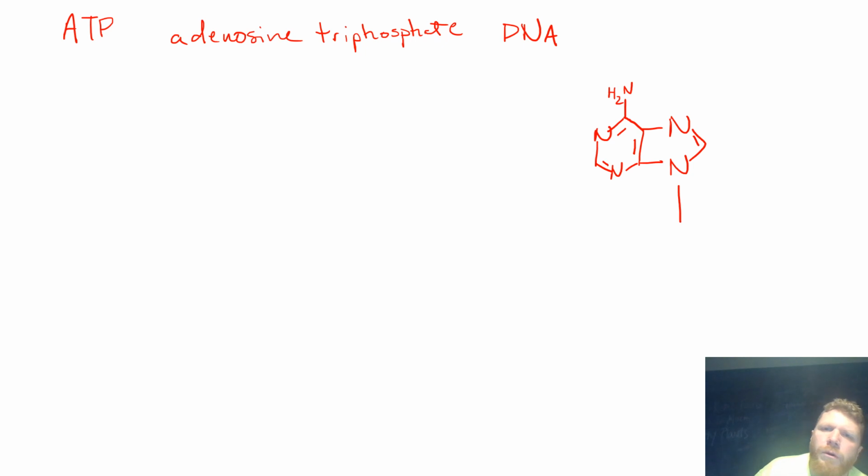Okay, now we can go ahead and connect this to our sugar. Our sugar in this case, when we're talking about a DNA molecule, is deoxyribose. And this is actually a sugar where we do not have an oxygen at a specific position. Now, what we want to do there is we're going to go ahead and draw our sugar right here. Oxygen.